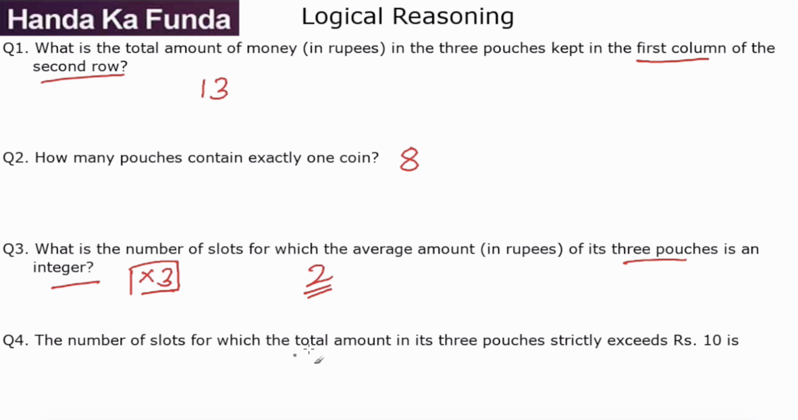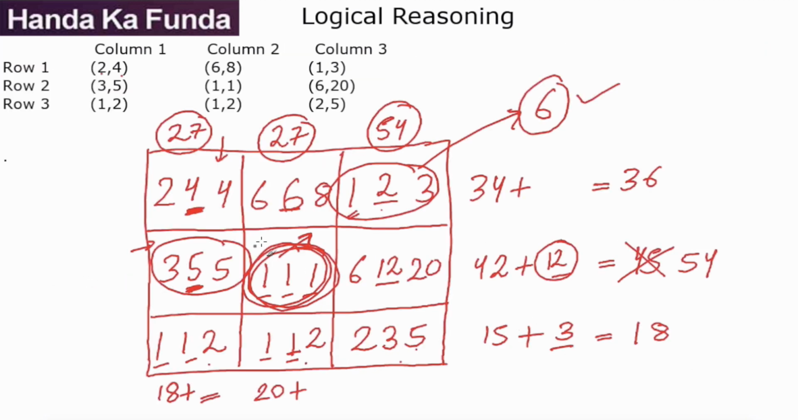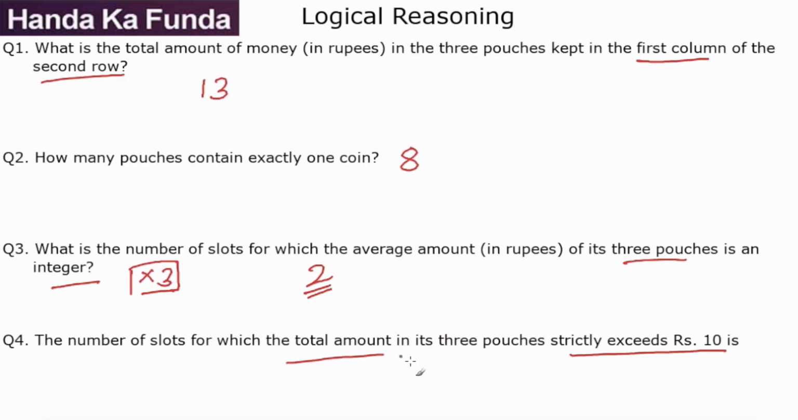The number of slots for which the total amount exceeds 10 rupees. Well, this was 10. This is 20. So this is one of them. 6. This is 13. So that's the second one. This is 38. So that is the third one. 4, 4, and 10. This will not work. We are looking at the ones which exceed 10. So there are 3 of them. 1, 2, and 3. In 3 of them, it exceeds 10.